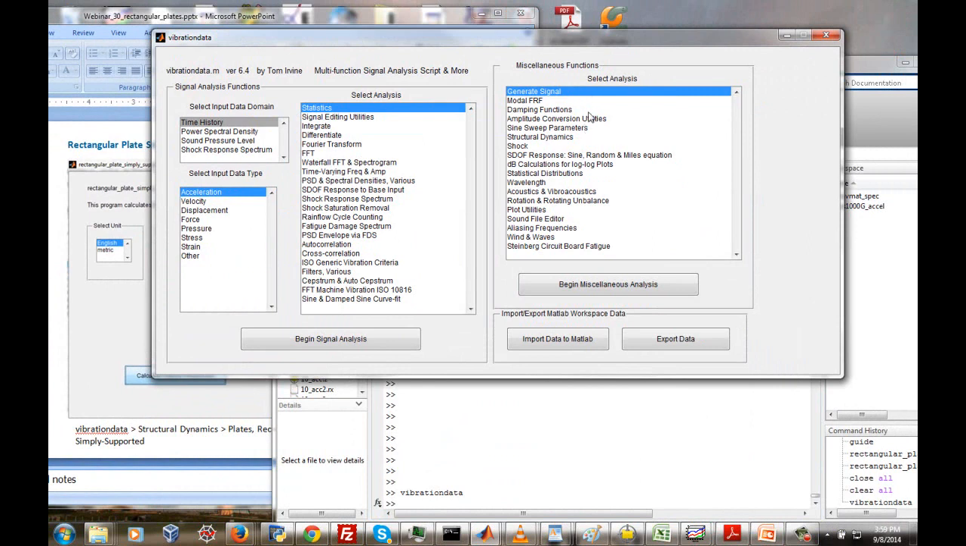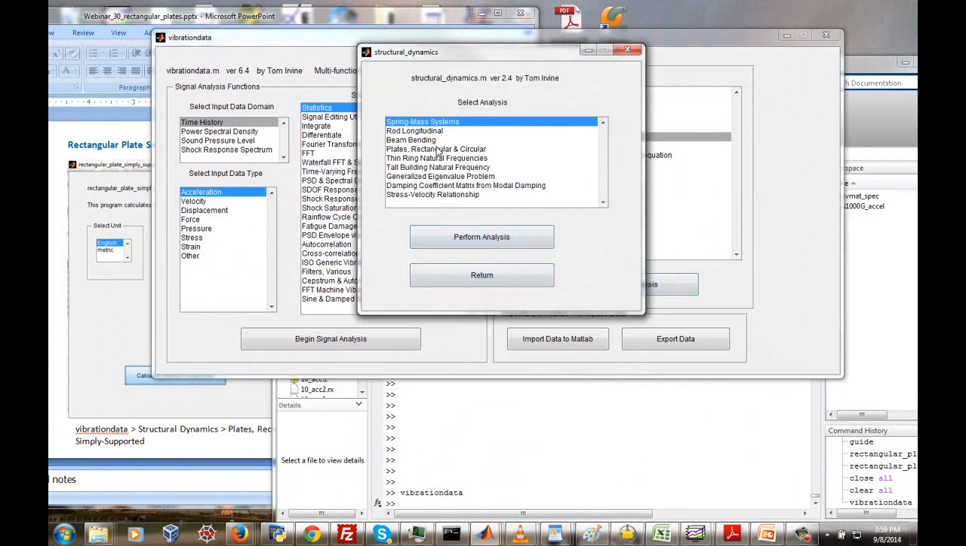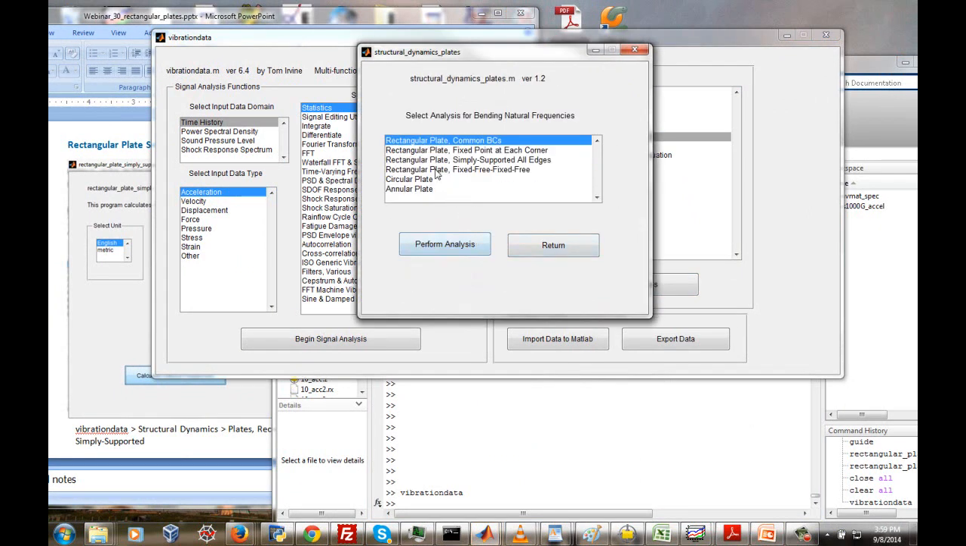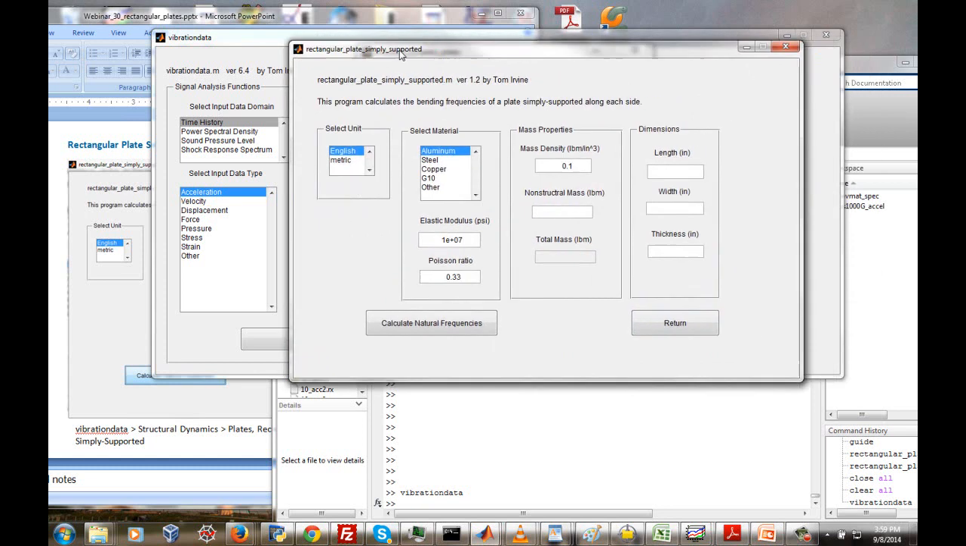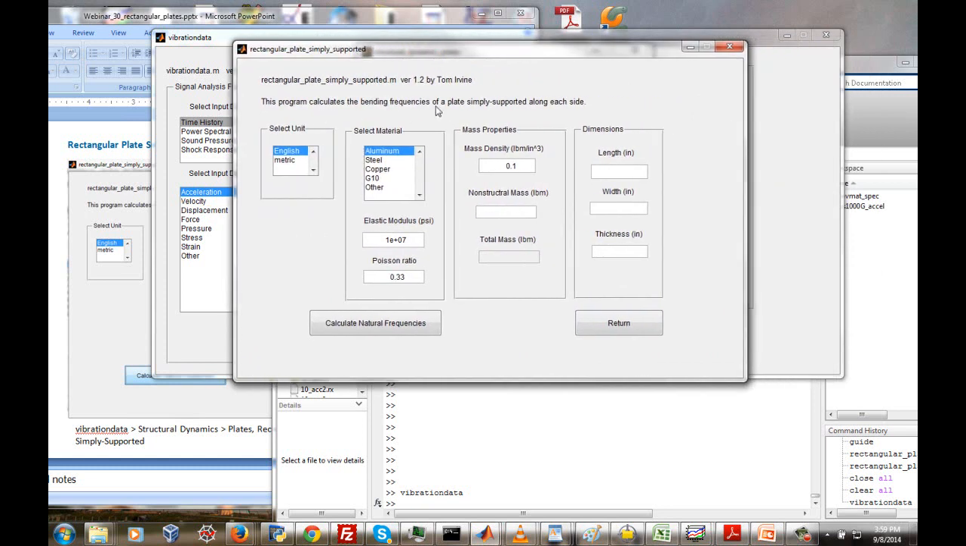So let's go to structural dynamics. This is the main GUI page for vibration data. And we're going to do plates, rectangular and circular. And we have an option here, rectangular plate, simply supported about all edges. This program calculates the bending frequency of a plate simply supported along each side. English units, aluminum, just double check the elastic modulus and Poisson's ratio. The mass density for bare aluminum.